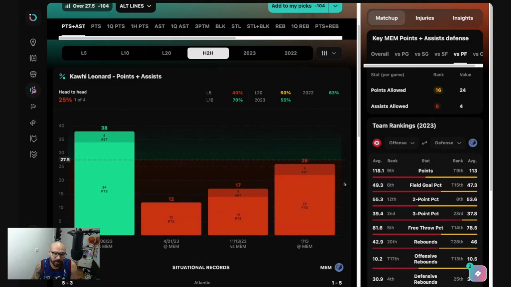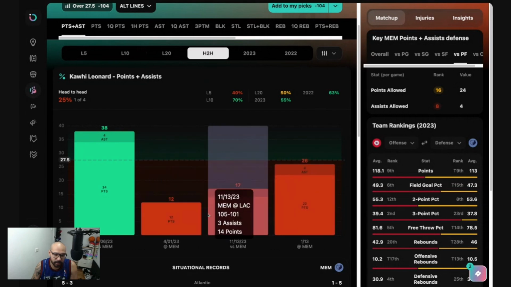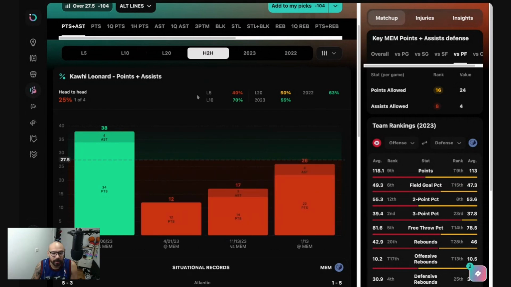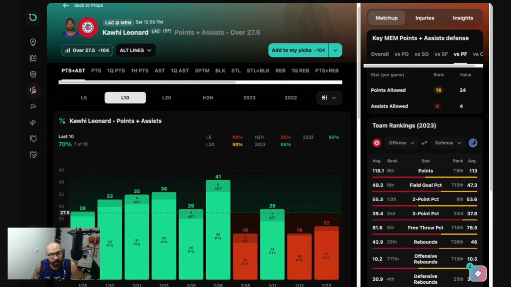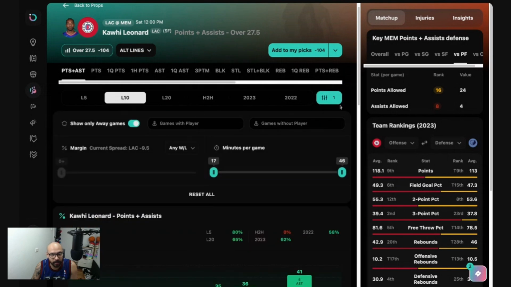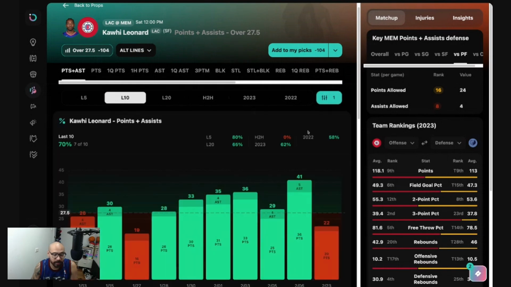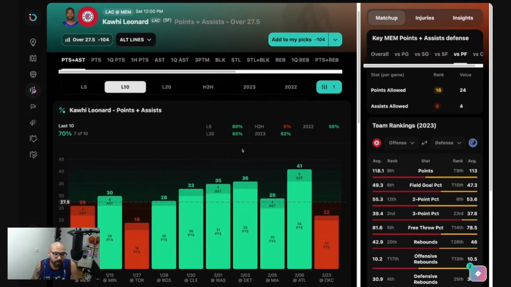Looking at head-to-heads, he's gone under in 3 consecutive games against the Grizzlies. I don't like that. He's only played the Grizzlies twice this year, 17 and 26. So that doesn't give me too much confidence at all. If we're going to have a look at last 10 games on the road, he's hit this in 7 out of his last 10 road games. That's not too bad.